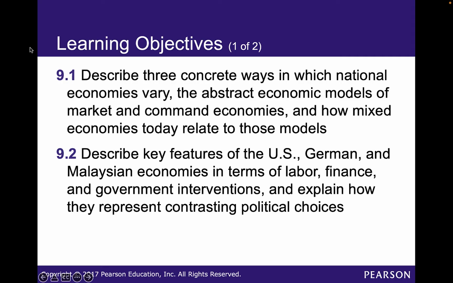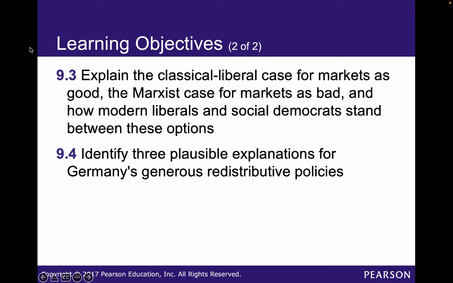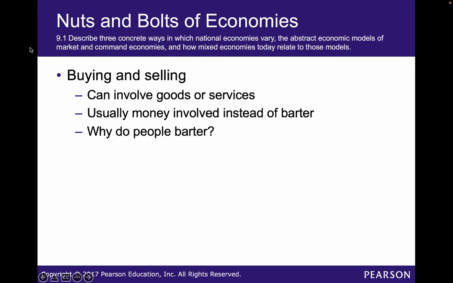And we're going to also talk about features of the United States, German, and Malaysian economies in terms of things like labor, finance, how government influences, and how they represent contrasting political decisions. Then we're going to talk about classic liberal cases for a market, kind of going back to that Adam Smith theory. And then we're going to talk about three plausible explanations for Germany's generous redistributive policies.